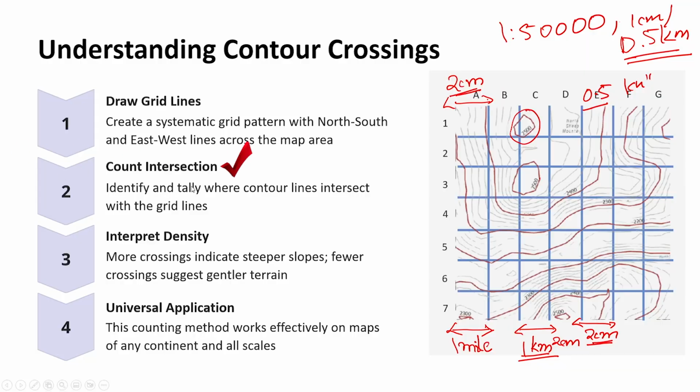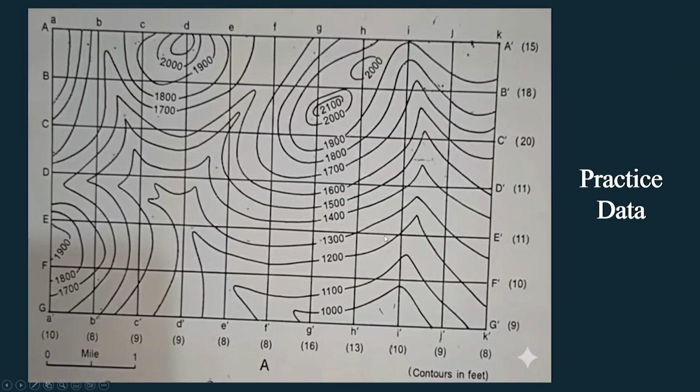So, the next one is counting intersections. What is this intersection? Now that we have our grids, we can see that the contour lines cut them at a particular point. So, this is going to be a practice image. Here the grids are of half an inch because our scale is in miles and feet. The contour interval is in feet. Okay? So, what are contour crossings?